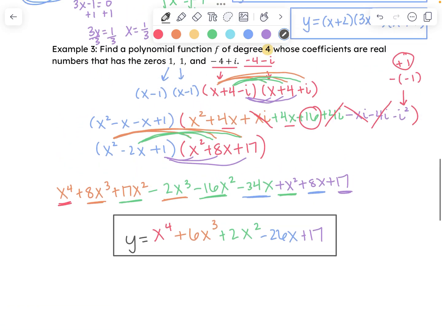When you're looking at MyMathLab, it's going to say like let a be some coefficient. So technically there could be some coefficient that is multiplied in front of all of this because we don't know what the y-intercept is or what any other point is, but you don't need to find that. You can just type all of this in and you're good.